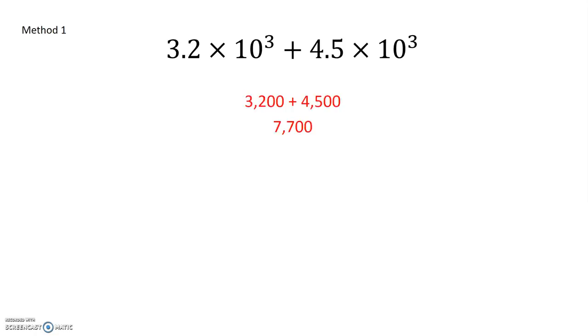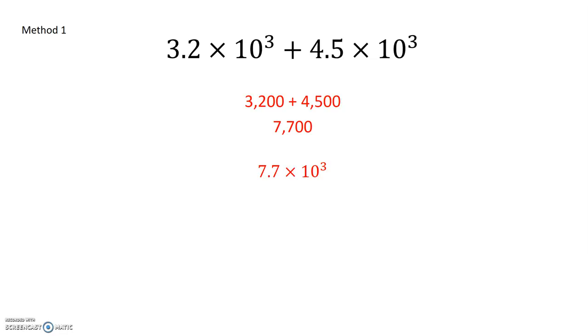If you were to do that, you would get 3,200 plus 4,500, add them together, you get 7,700. Not super difficult, but then if you were asked to write your answer in scientific notation, you just have the extra step of rewriting that 7,700 in scientific notation, and you should get 7.7 times 10 to the third.